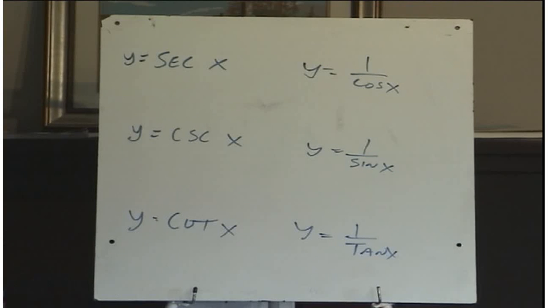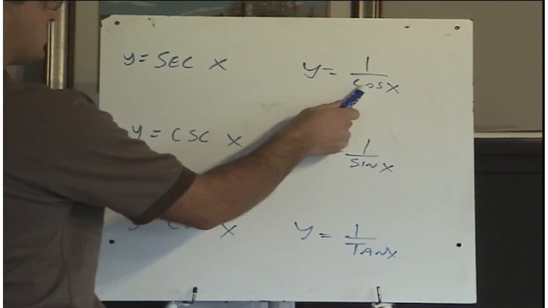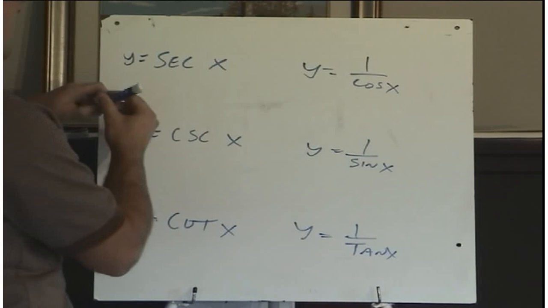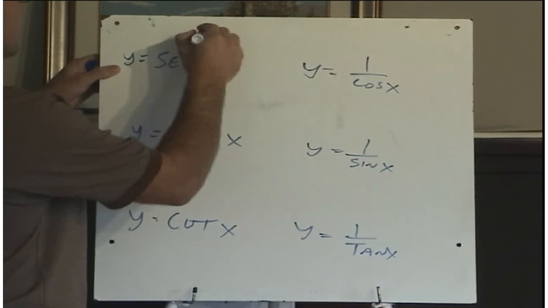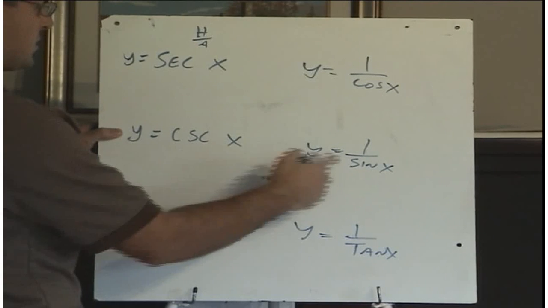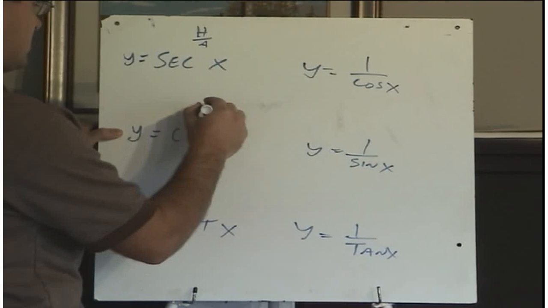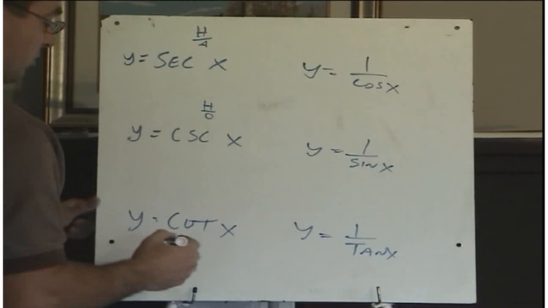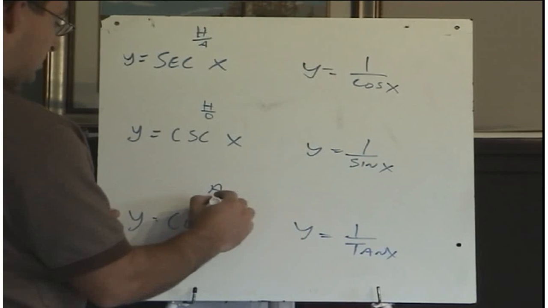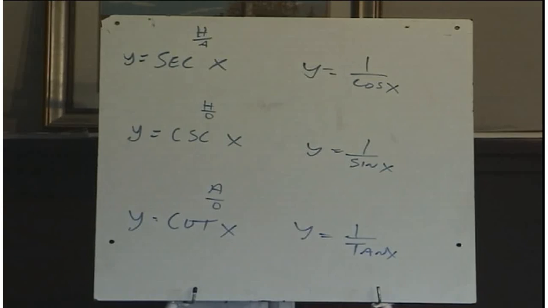So if cosine x was adjacent over hypotenuse, secant x, being the reciprocal, is hypotenuse over adjacent. And if cosecant x is 1 over sine, and sine is opposite over hypotenuse, then this ratio is hypotenuse over opposite. And if tan is opposite over adjacent, then cotangent would be adjacent over opposite.